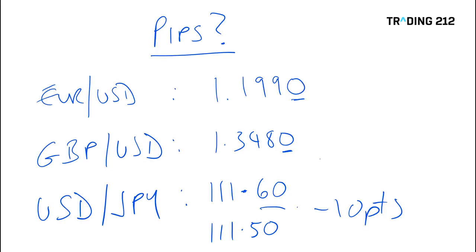And just for the sake of completeness, the last one, dollar Swiss, is another one that is quoted to 4 decimal places, the same as the euro and the pound. So when we're looking at the 4 majors, dollar yen is the one that sticks out because it's traditionally in the market only quoted to 2 decimal places. So that's how points work when we're looking at foreign exchange.